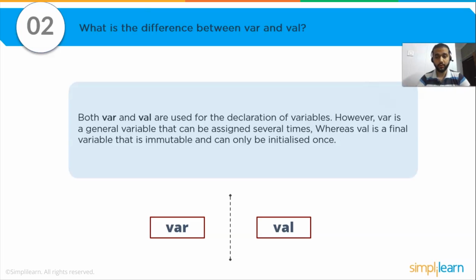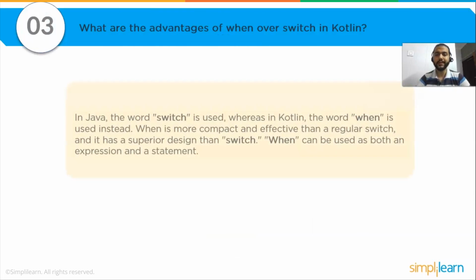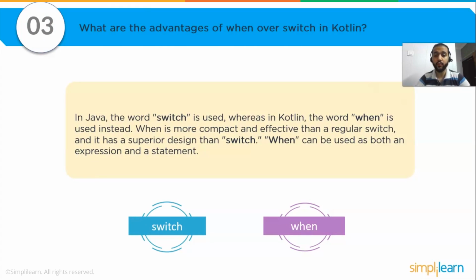Now moving on to the third question, which is: what are the advantages of when over switch in Kotlin? In Java, the word switch is used, whereas in Kotlin, the word when is used. When is more compact and effective than a regular switch, and it has superior design than switch. When can be used both as an expression and a statement, but switch cannot be used as both. It can be used as a statement, but it cannot be used as an expression.